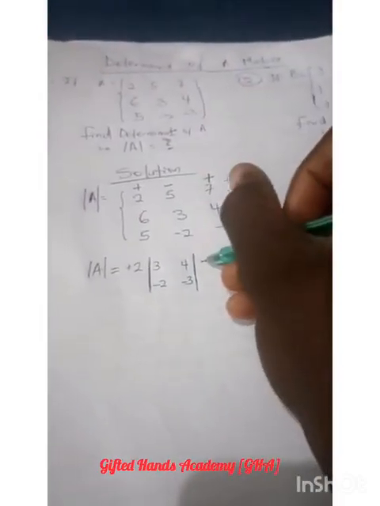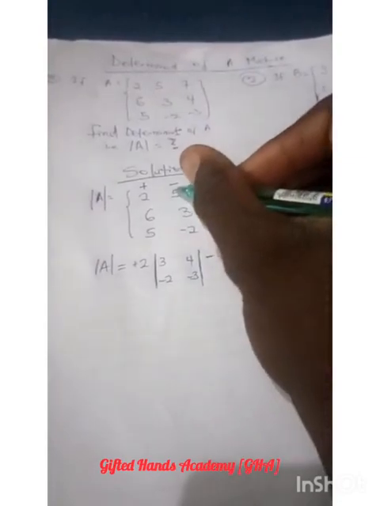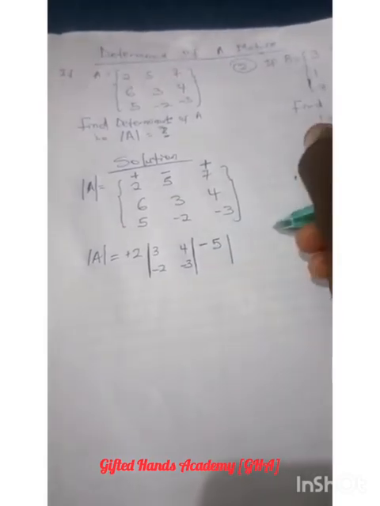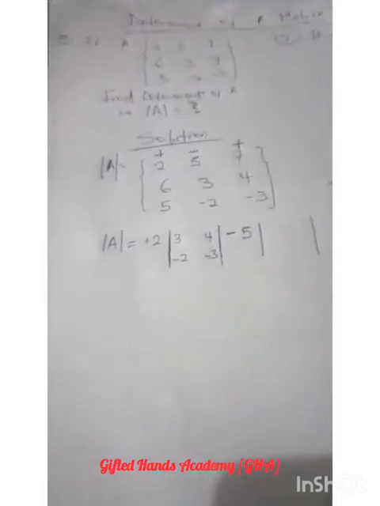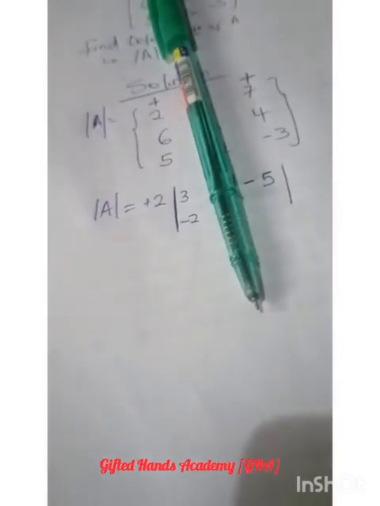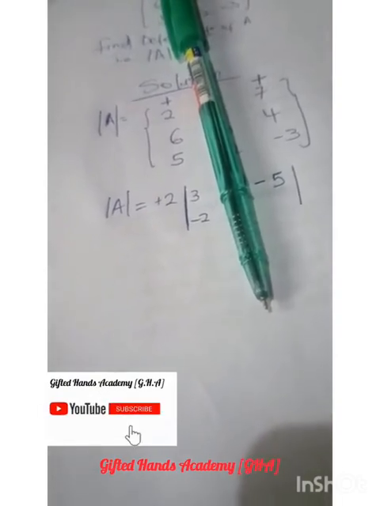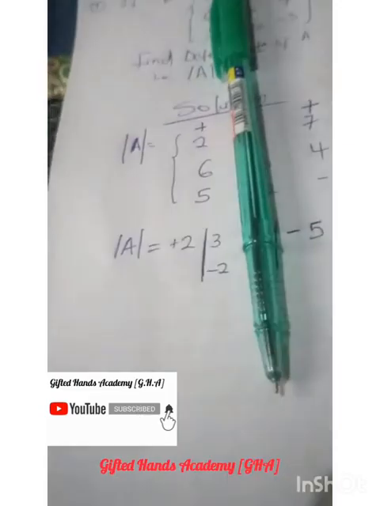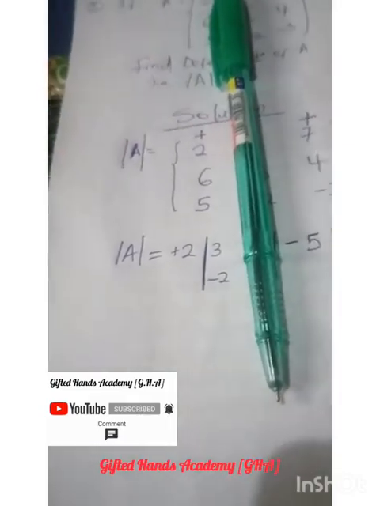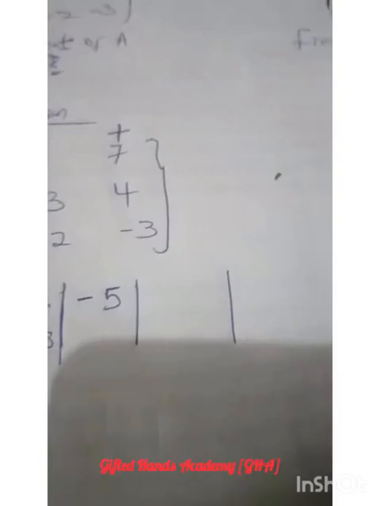Then the next sign here is minus. So I have minus. What's the first number under that minus? It is 5. Then I'll put my determinant symbol. So the same thing, I'll cover all the numbers under that row. Then let me look for a paper. Okay, let's continue. So this is minus 5.